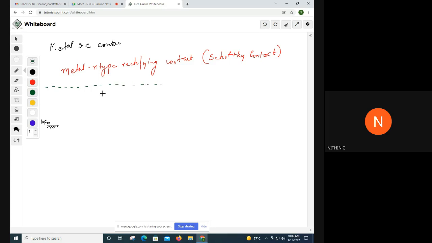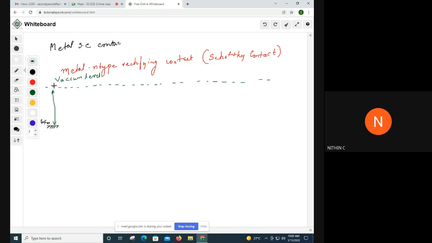ഇത് നിങ്ങൾ ശ്രദ്ധിക്കണം, കാരണം ഇത് ചോദിക്കാറുണ്ട്, പല ക്വസ്റ്റ്യൻ പേപ്പറിലും ചോദിച്ചിട്ടുണ്ട്. This is what I am calling the vacuum level. This I am drawing as common for both metal and semiconductor. So ഞാൻ പറഞ്ഞു, this difference is actually called the work function. A work function is actually the energy difference between the Fermi level and the vacuum level.